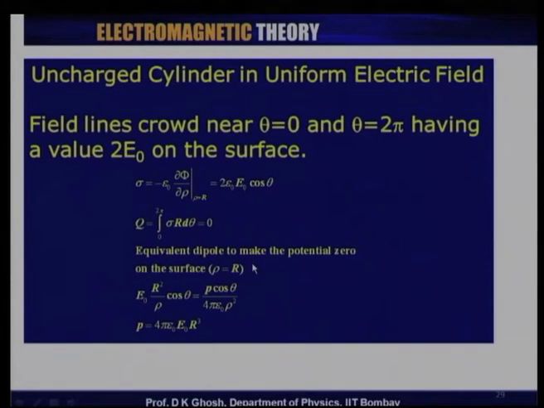And so we are now asking the question, what is the equivalent dipole moment that can be put at the origin, so that the potential will become 0 on the surface. This is simply done by equating that extra term with the expression for the potential due to an electric dipole on the surface of the cylinder. So put rho equal to R, and that gives the equivalent dipole moment as 4 pi epsilon 0 E0 R cubed. So this is the solution of Laplace's equation in cylindrical coordinates.